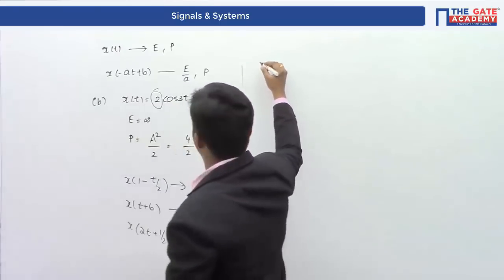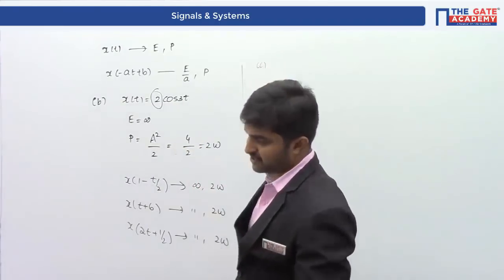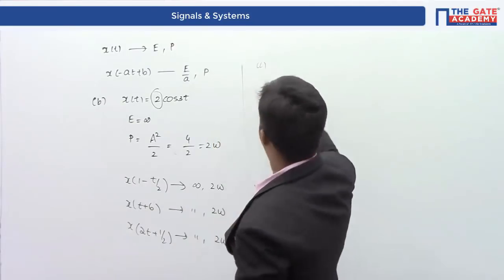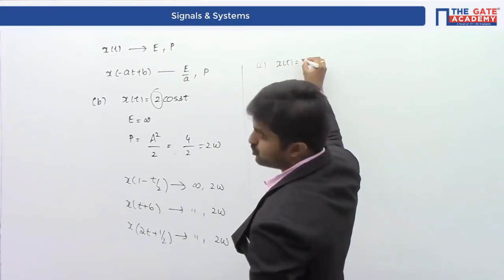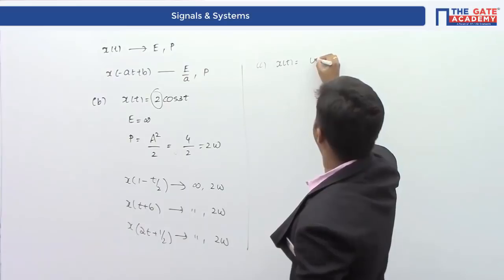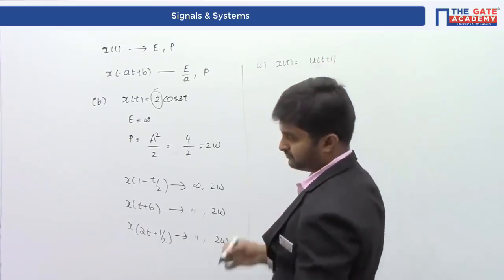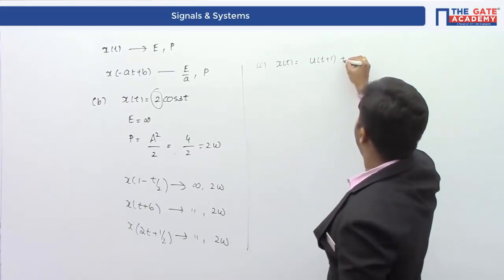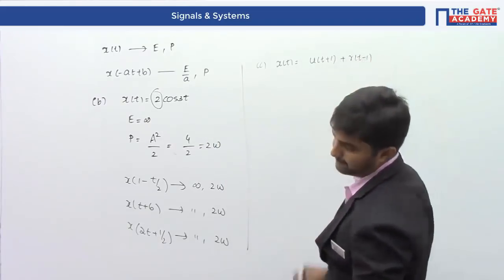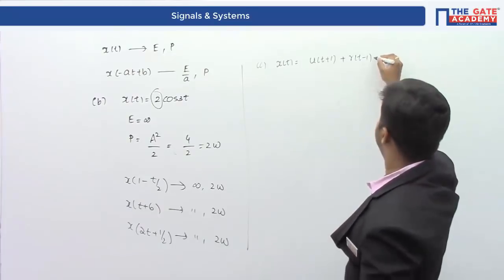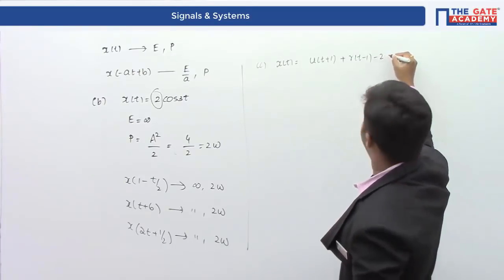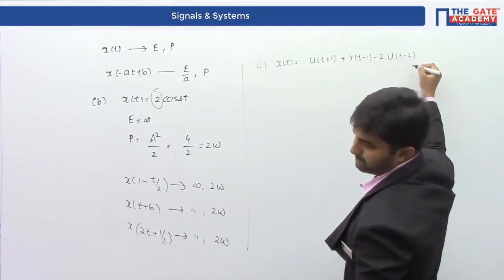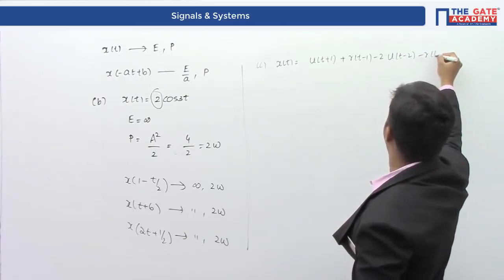The third part. What is the third part? C. And C here is nothing but x of t is equal to u of t plus 1, plus r of t minus 1, minus 2 into u of t minus 2, minus r of t minus 2.